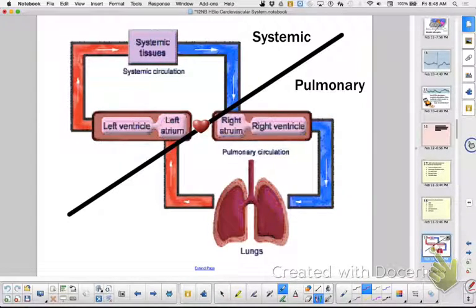Riddle me this. Don't say it out loud. Just think it in your head. What is the name of that blood vessel? Just think it. Aorta. Good. Aorta, right? Because what blood vessel leaves the left ventricle? The aorta. Then that's going to branch into regular old arteries and arterioles, and then capillaries in the middle, okay?